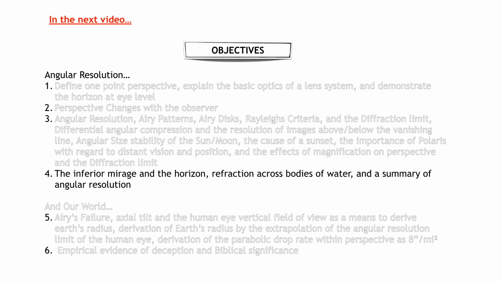So in the next part, we're going to discuss the inferior mirage and the horizon, refraction effects across bodies of water, and a summary of angular compression before moving on to the derivation of Earth's radius.